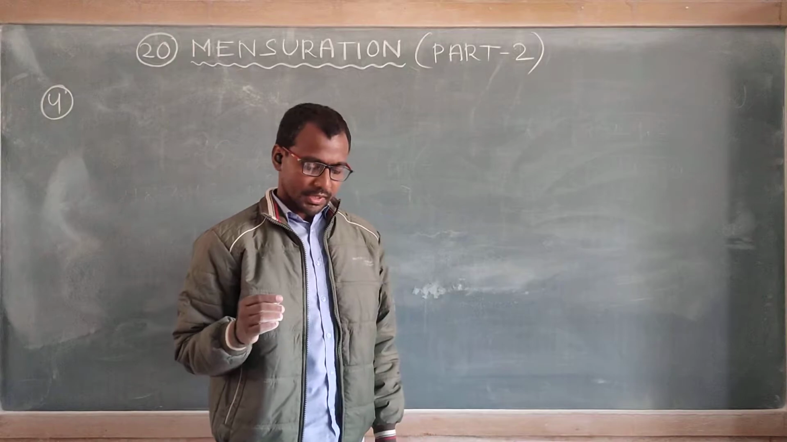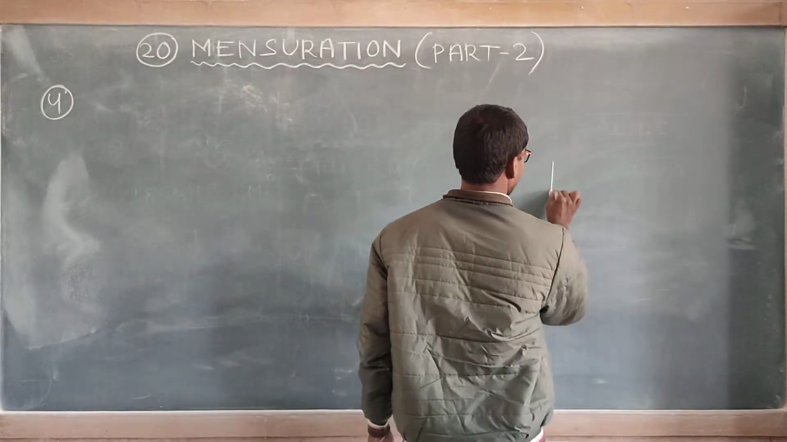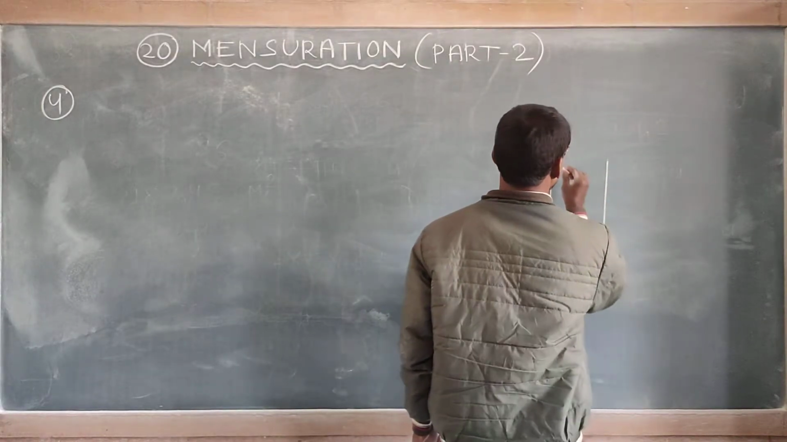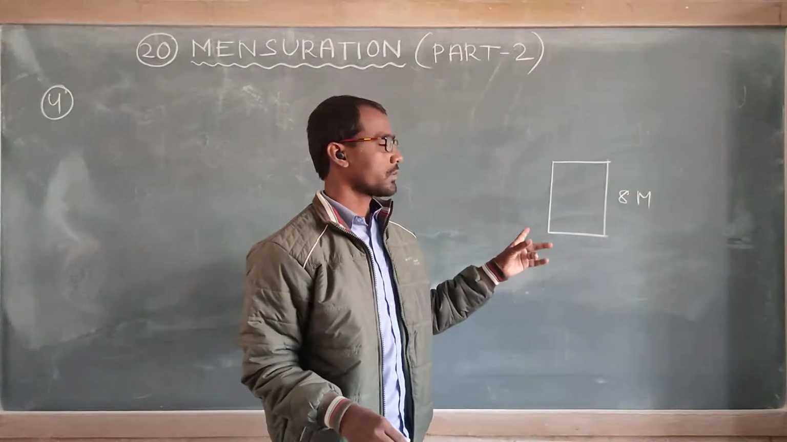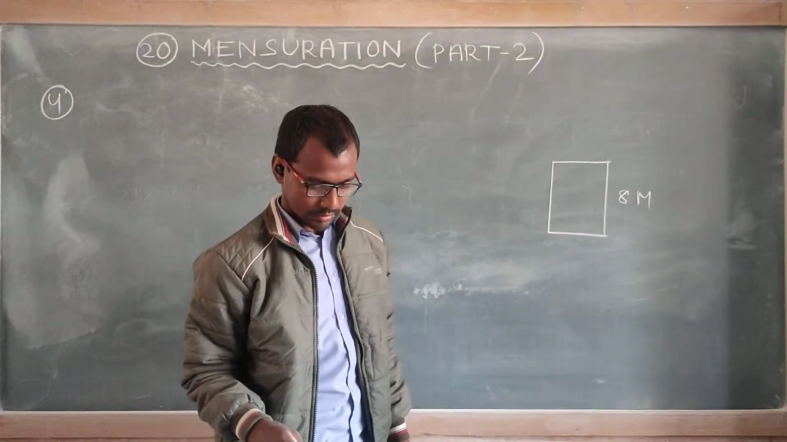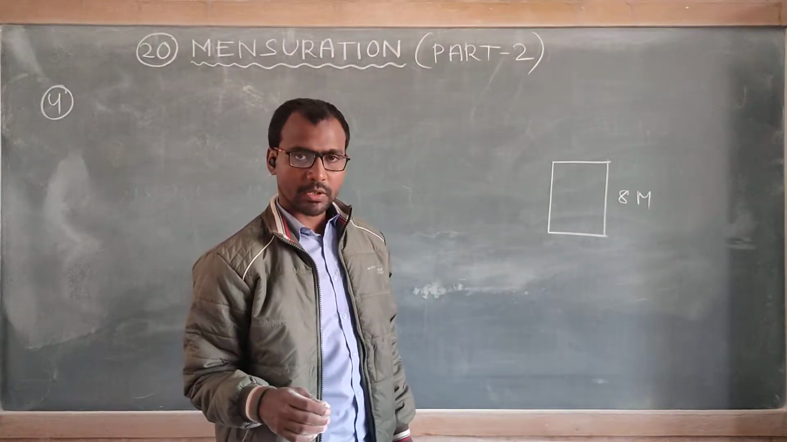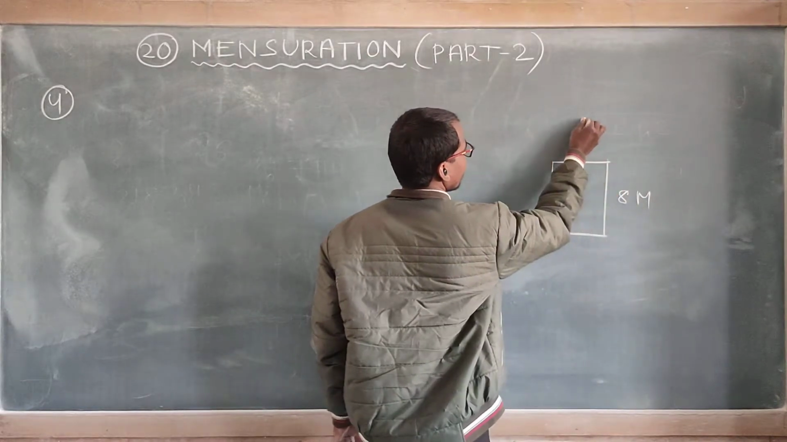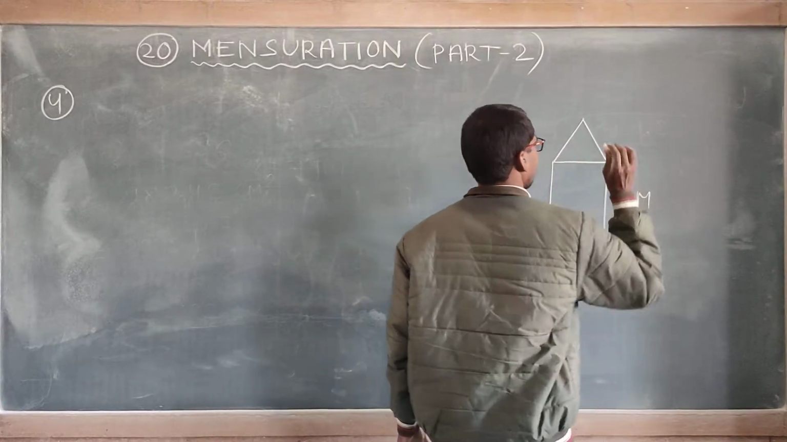A tank is cylindrical to a height of 8 meter. We just need a rough diagram. This is 8 meter. It is looking like a rectangle, but assume that it is a cylinder from the side. This is a cylinder to 8 meter surmounted by a conical part. So there is a cone above it. This is the cone.